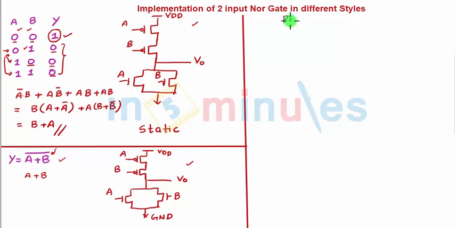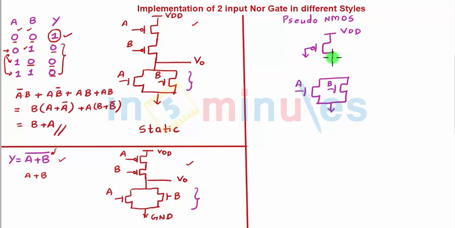In pseudo style, we know that we replace the pull-up network by only one PMOS transistor whose input is always grounded, and the pull-down remains the same as static, which is nothing but A parallel to B, and this is nothing but my ground, and the output will be taken in between the pull-up and the pull-down network. So very straightforward, pull-down exactly the same, pull-up replaced with a pseudo NMOS, or in simple words a PMOS, with its input grounded, so it's always on.